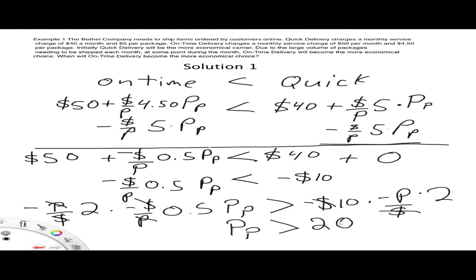So I know that when it will be the more economical choice now is when we have greater than 20 packages for the shipping requirements.